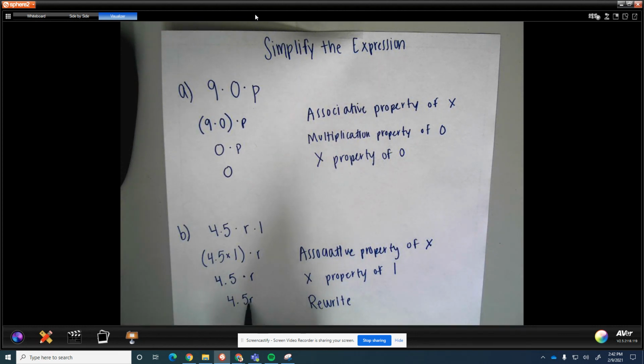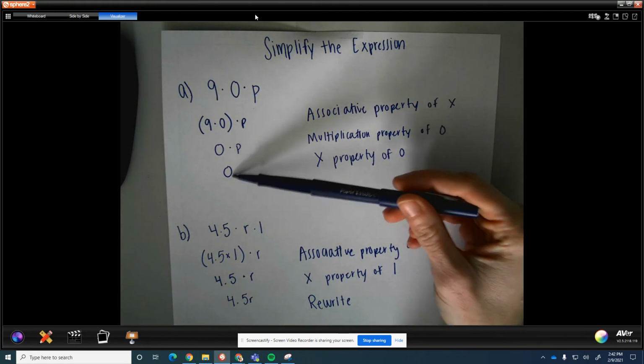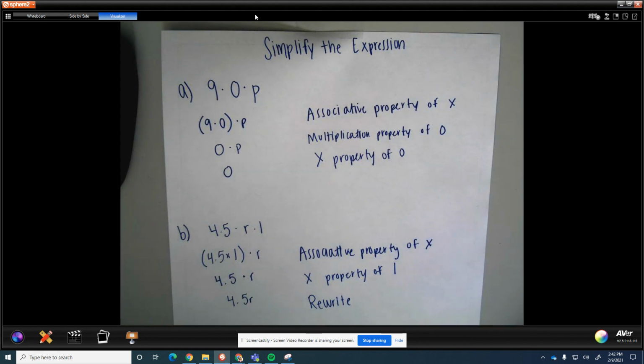Because we know since there's nothing between that 4 and 5/10 and that r, that means it is multiplication. And we can't go any further than this because we don't know what r is, right? So if we knew what r is, we could go a step further, like we were able to in this problem, since we had 0 times p and we knew it would be 0. But since we don't know what r is, and we only know the 4 1/2 or 4 and 5/10, this is as far as we can go.